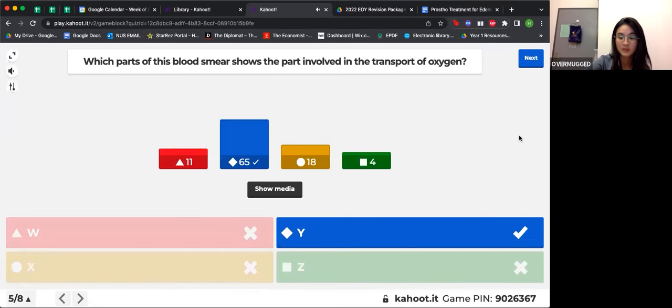Which component of blood is involved in transfer of oxygen? That would be your red blood cells. Red blood cells always look like a donut. It has a biconcave shape. That will be structure Y.